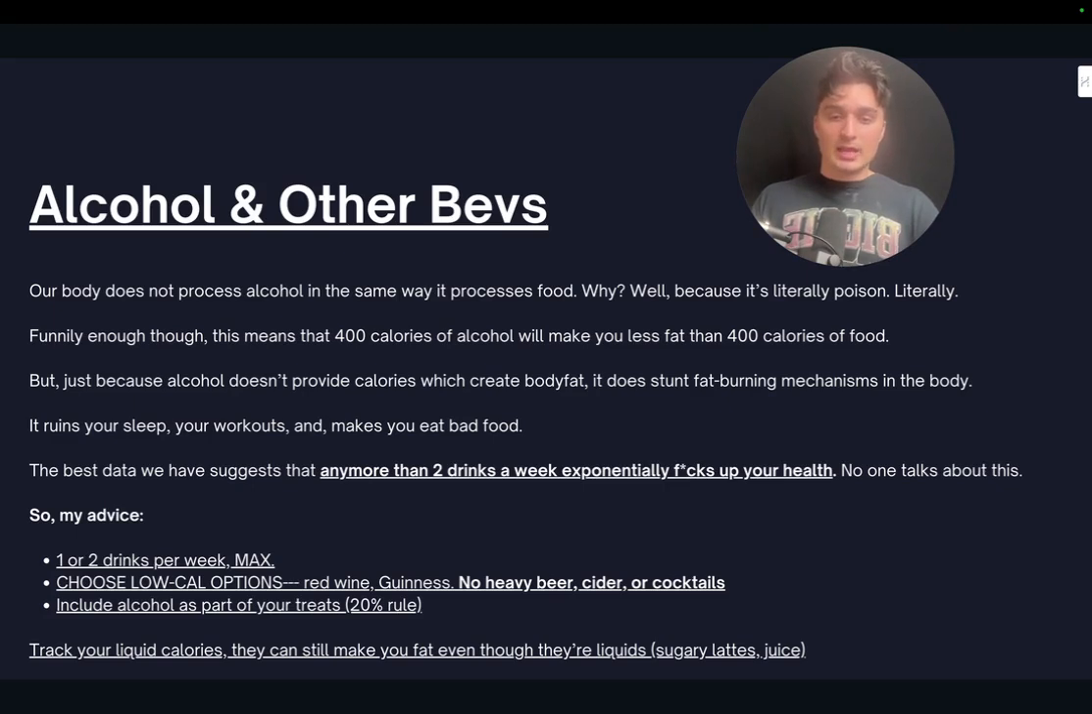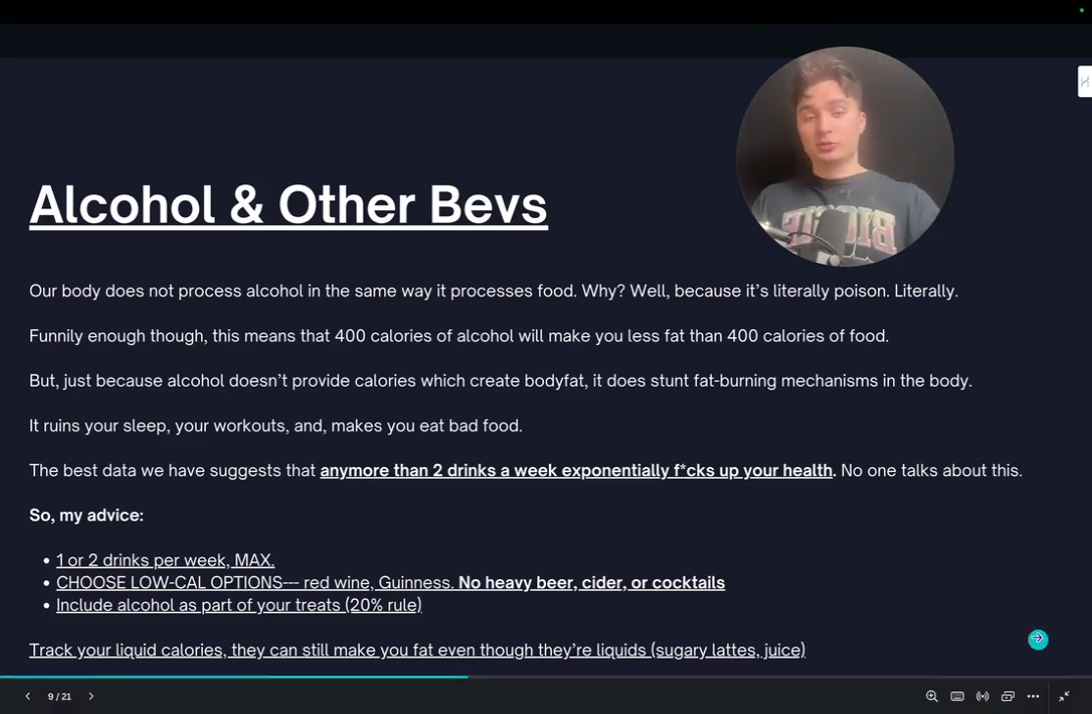And track your liquid calories, okay? They can still make you fat. Alcohol still makes you fat. Although they're liquids, although your latte, your juices are still liquids, they still are calories, which still can make you fat. So track them.